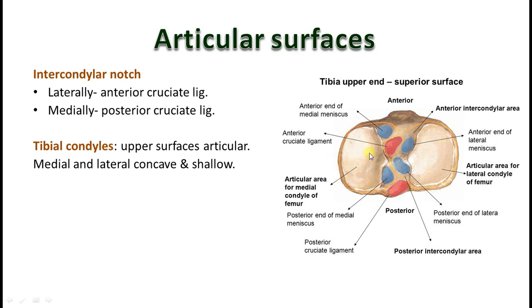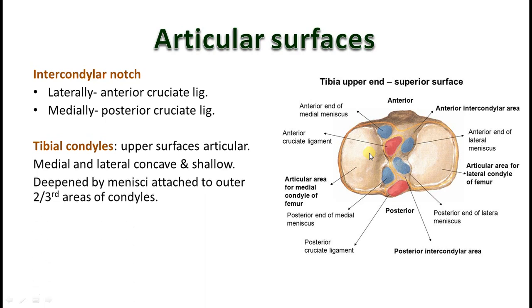The menisci to some extent increase the depth of the tibial condylar articulating surfaces because they are shallow. Something like the glenoid labrum and acetabular labrum, which increase the depth in the same way. So, as I told you, it is deepened by the menisci, attached to the outer 3/4 periphery.